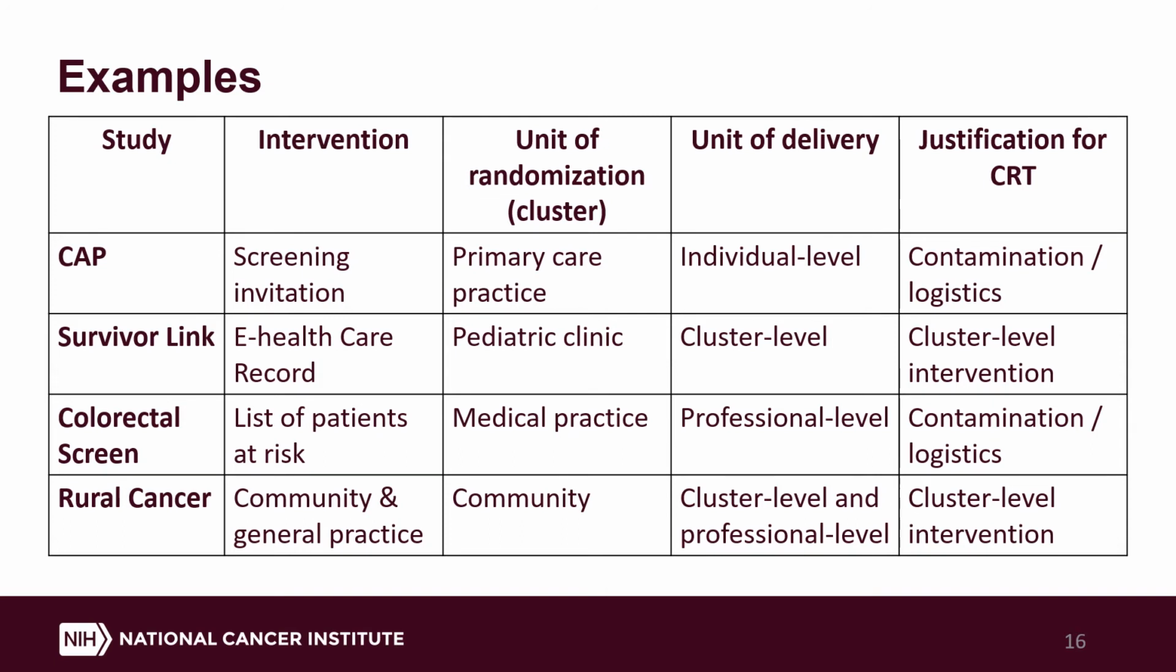Remember, this was a multifaceted intervention targeting both community members and general practitioners. The unit of randomization was the cluster. The unit of delivery of the intervention was therefore both the cluster and professional level. And so the justification for using cluster randomization here was that the intervention was delivered at the level of the cluster, and so therefore cluster randomization was essential.